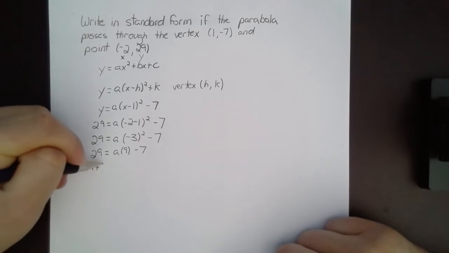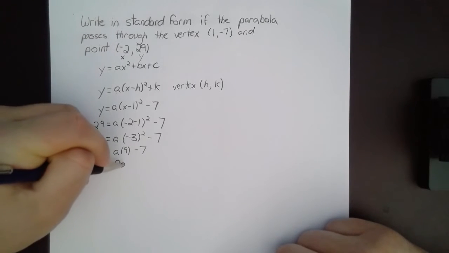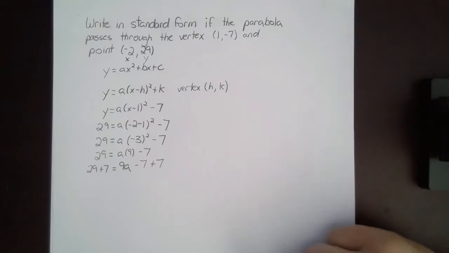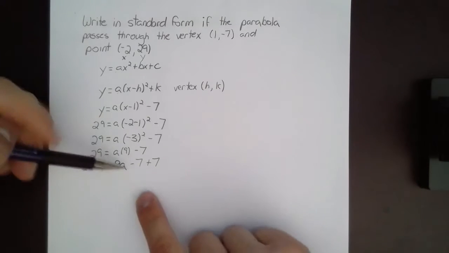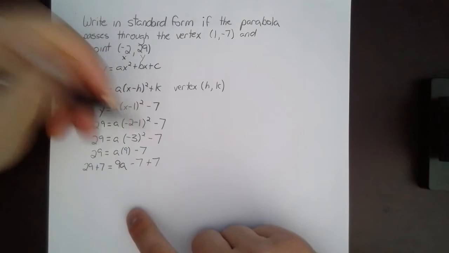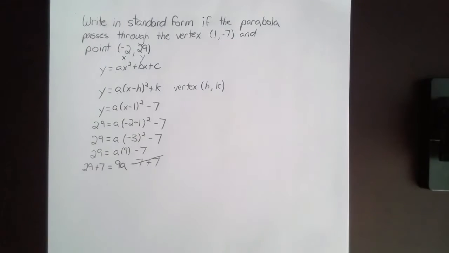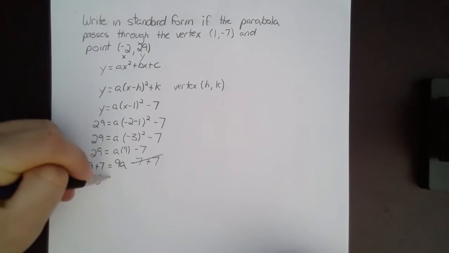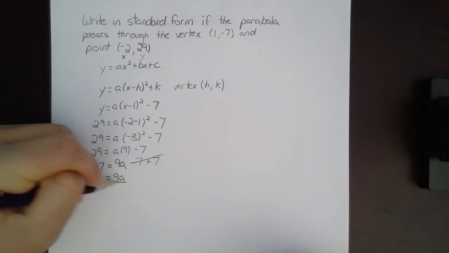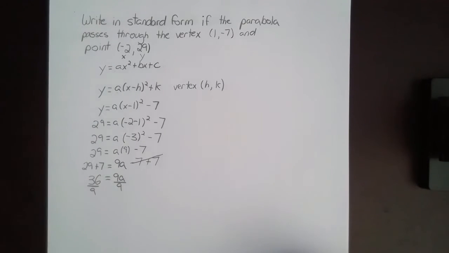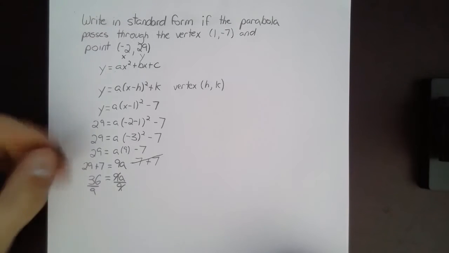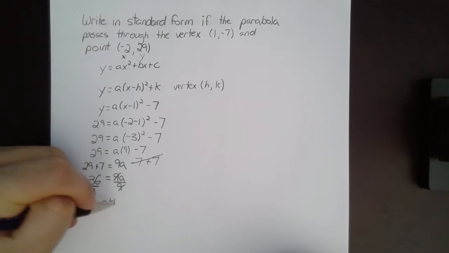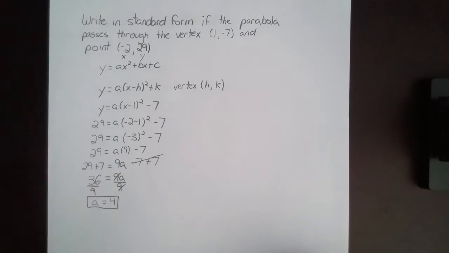So 29 plus 7 equals, and I'll just write this as 9a minus 7 plus 7. The reason why I needed to add 7 on both sides is because now I have a minus 7 plus 7, which is just 0. So these will actually just cancel out there. So I'm left with 29 plus 7, which is 36, equals 9a. Divide both sides by 9 to get rid of the 9 in front of the a. So 36 divided by 9 gives me 4. So a equals 4. Perfect.